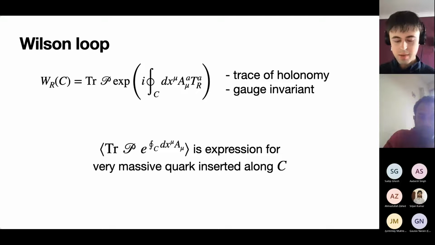And there's another way of thinking about the Wilson loop. So the expression for inserting a very massive quark is given by this, which is the same as the Wilson loop. So we can think of the Wilson loop as inserting a very massive non-dynamical quark and constraining it to follow the path C. And this would be a useful perspective for us later too.